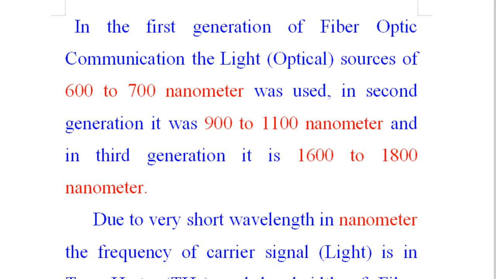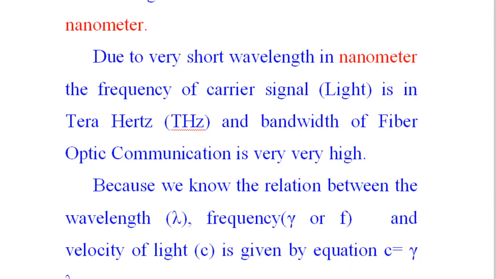And all of you know the relation between wavelength, frequency, and one more parameter, velocity of light. Wavelength, frequency, and velocity of light. Due to very short wavelength in nanometer, the frequency of carrier signal, that is the light, because we converted information into electric signal, electrical signal into optical signal, and our carrier of information is now what signal? Optical signal, that is light.